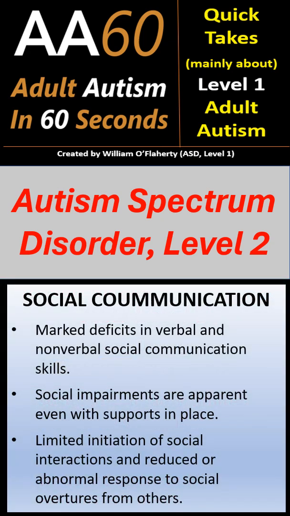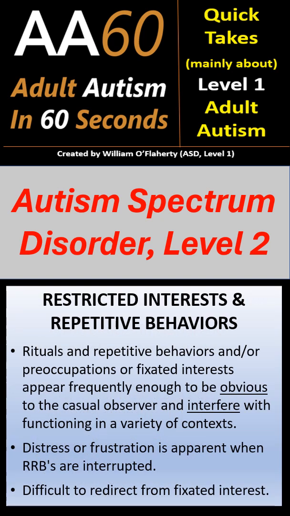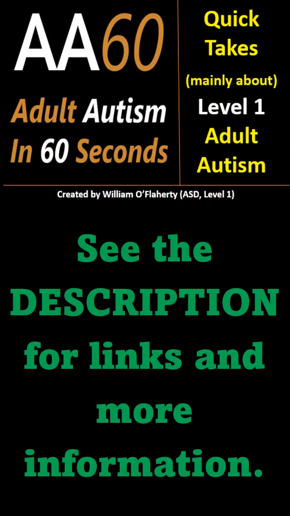Initiation of social interactions are limited, along with reduced or even unusual responses to social interactions. Rituals or repetitive behaviors will appear often enough that it will be apparent to the casual bystander. Besides being annoyed or resisting interruption, their distress or frustration will be more noticeable than Level 1 individuals.